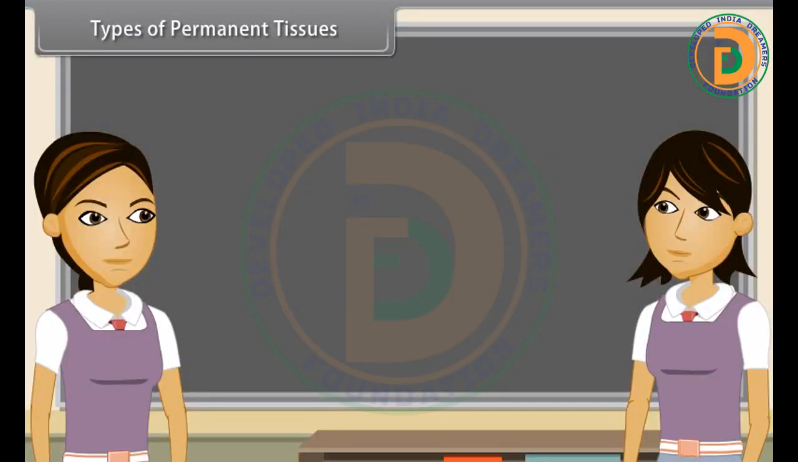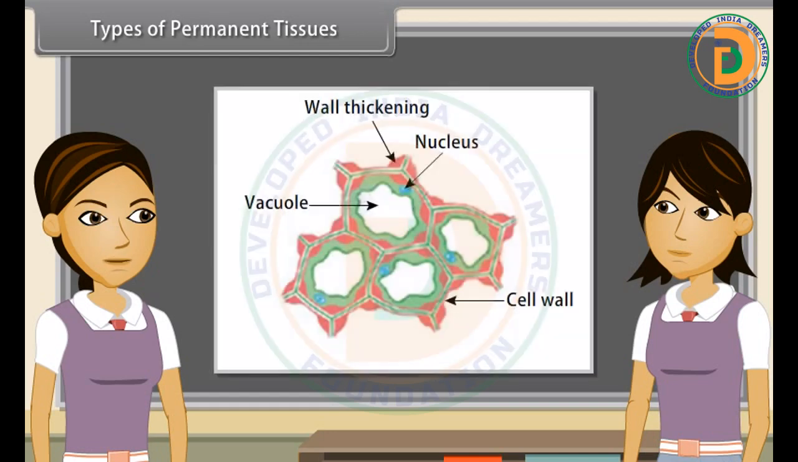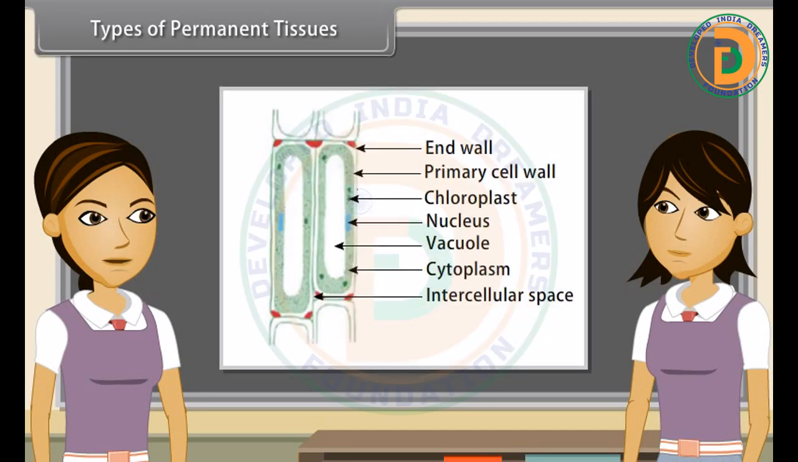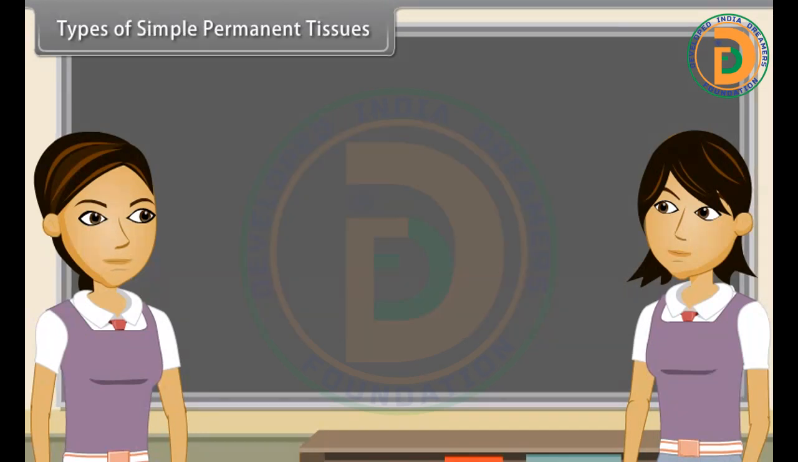Types of permanent tissues. Permanent tissues are of two types on the basis of nature of cell: simple permanent tissues and complex permanent tissues. Simple permanent tissues are composed of cells which are functionally and structurally similar. Types of simple permanent tissues. On the basis of nature of cells, simple permanent tissues are of three types: parenchyma, collenchyma and sclerenchyma.